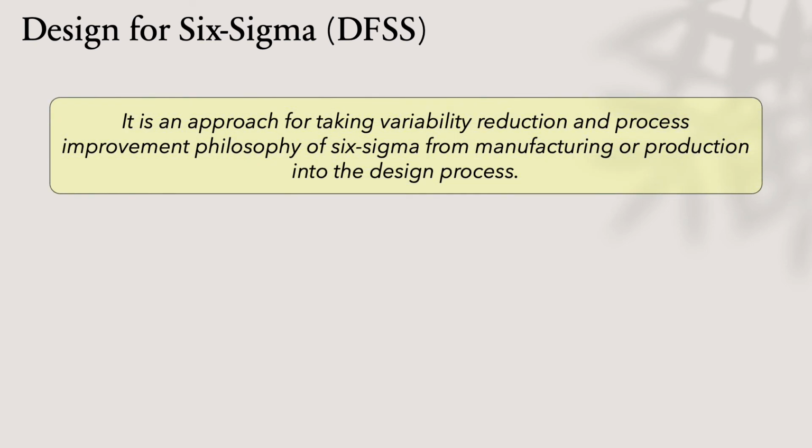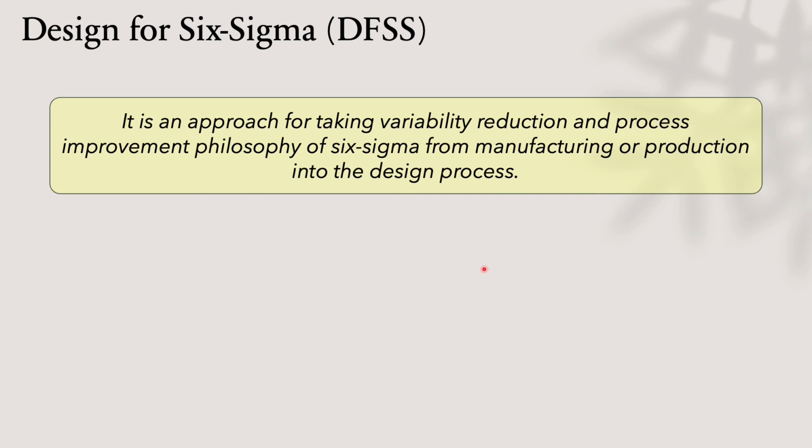When you want to implement Six Sigma in our business or our process or for any other activity, we take Six Sigma to the lab. You can consider we are taking it to the lab and then performing some experiments on it. So design for Six Sigma is an approach for taking the variability reduction and process improvement philosophy of Six Sigma from manufacturing or production into the design process.